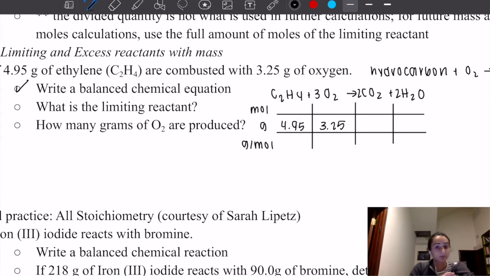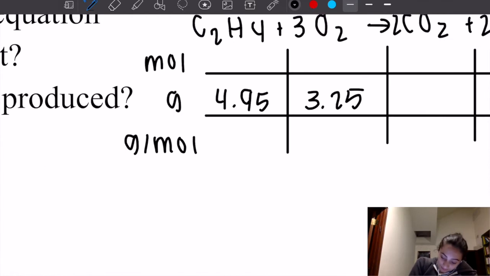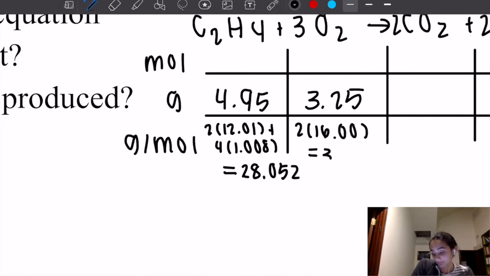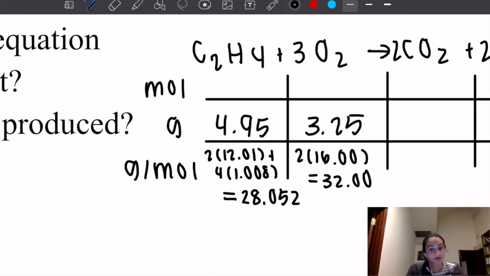Let's first calculate the molar mass because we are going to need that in order to get to the moles of each of the reactants. So C2H4, we have 2 times 12.01 plus 4 times 1.008. That is going to get us 28.052. O2 is just going to be 2 times 16, and that gets 32. Remember, you do not include the coefficients when finding molar mass.